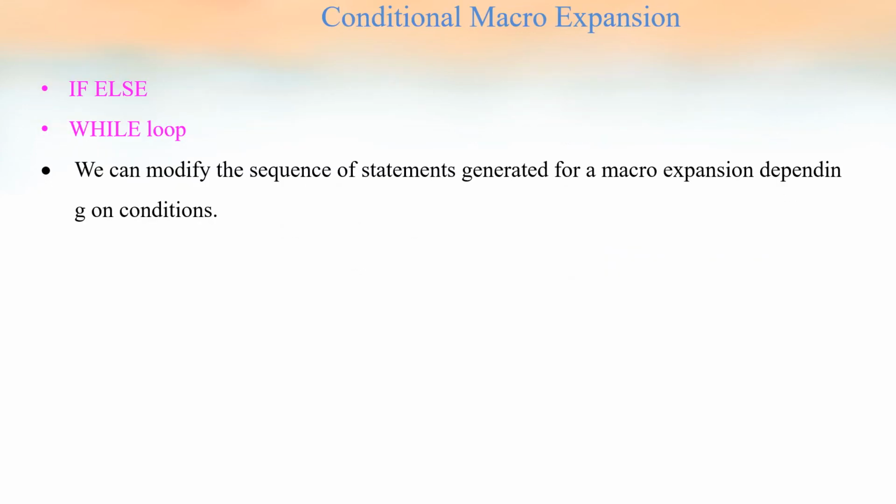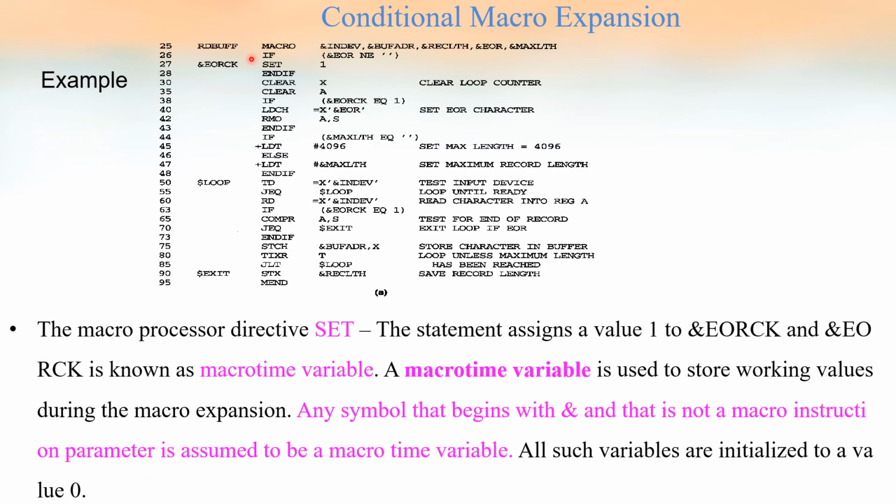Next machine independent feature is conditional macro expansion. So how can we provide conditions? Using if-else conditional statements and loops. Here we are using one loop, the while loop. We can modify the sequence of statements generated for a macro expansion depending on conditions. Consider the example for the if statement.